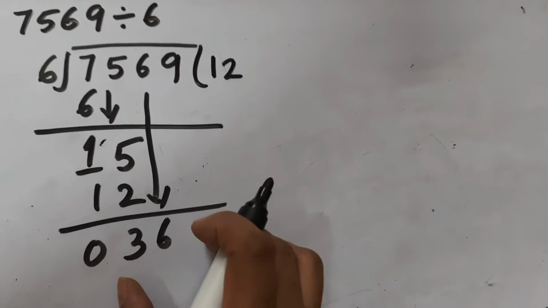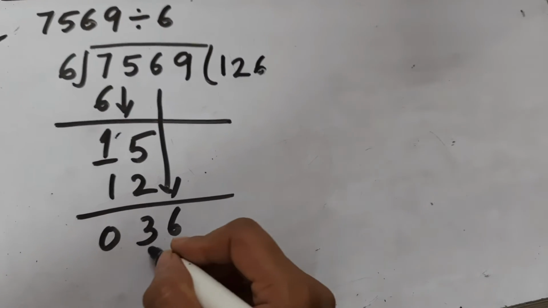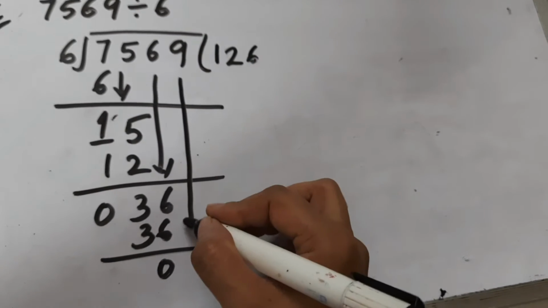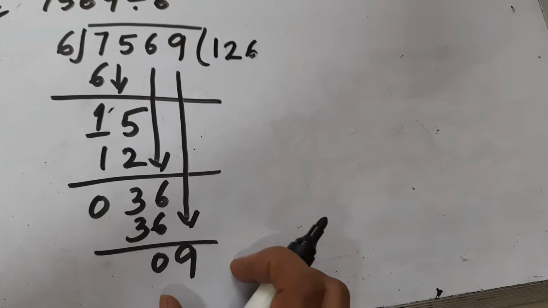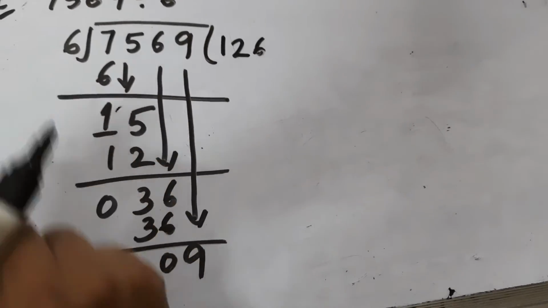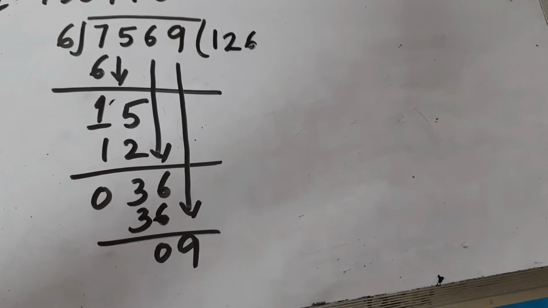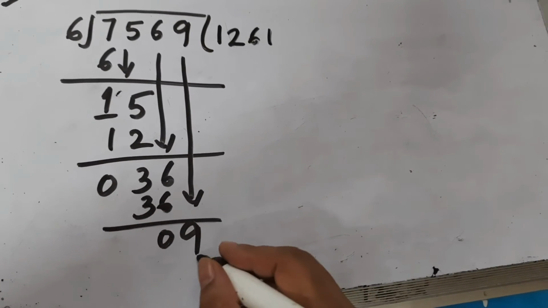Does 36 come in the table of 6? Yes, 6 6s are 36. Now subtract it and bring this 9 down. Okay, does 9 come in the table of 6? No, 9 does not come in the table of 6. So we will take a number that is just smaller than 9 and comes in the table of 6. That is 6 itself. 6 1s are 6.